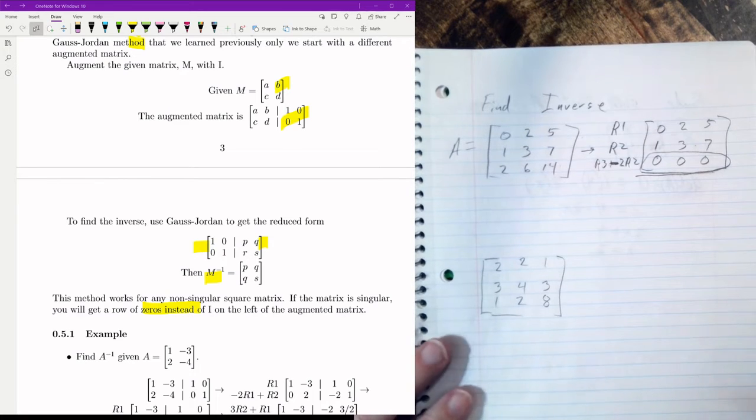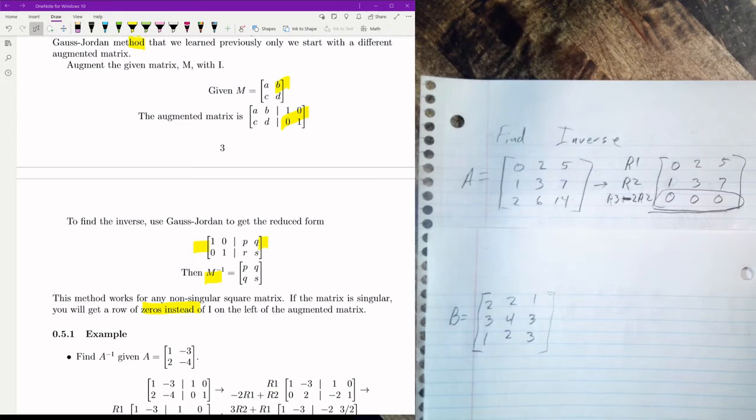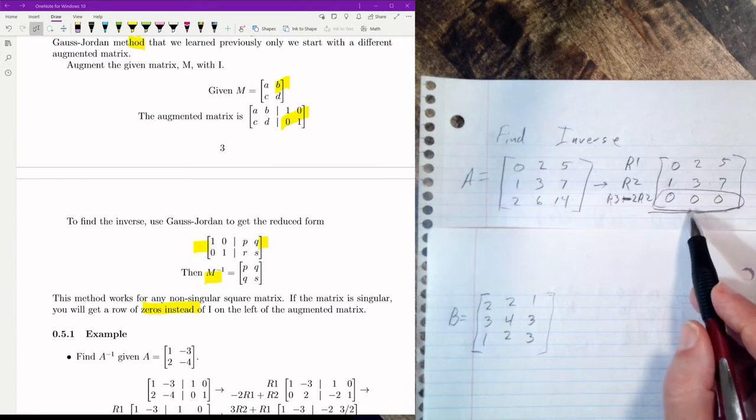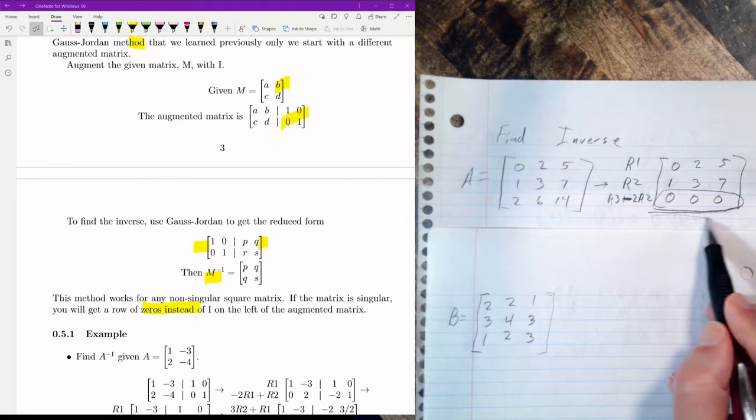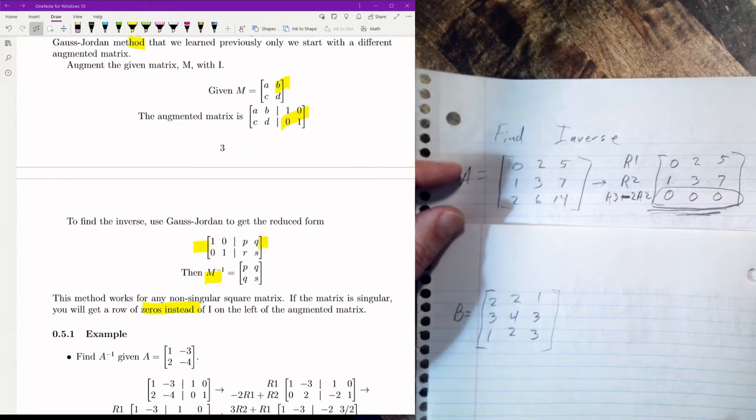Now we're going to try this one. This one is going to have a matrix, and it's going to take a little bit of work to get there. So we were able to find the inverse. No, we weren't able to find the inverse because there is no inverse. We were able to make that determination because we have a row of zeros instead of determining an identity matrix. Let's do the next one.